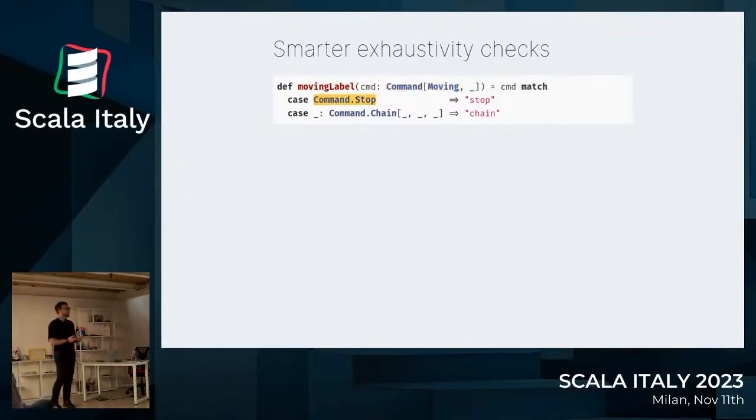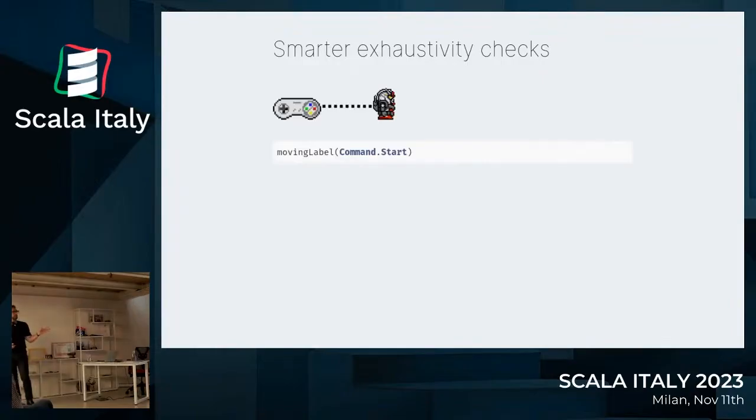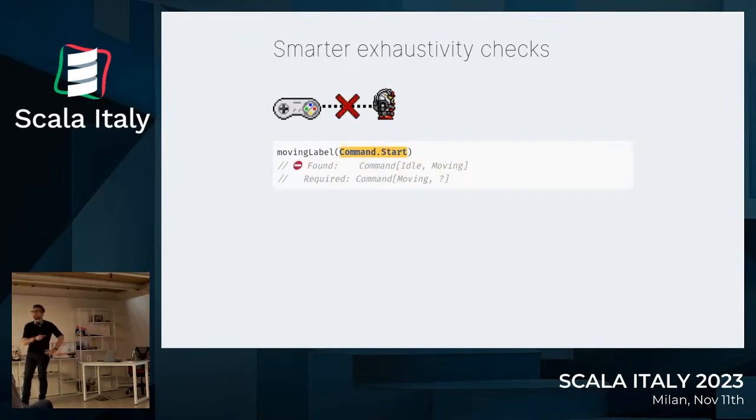And in that case, well, command.stop starts in moving, so that's legal. Command.chain could start in moving, not necessarily always, but if it was, for example, the chain of stop and start, then it will start in moving. So we have to handle these two scenarios. And if we try to run command.start, which was not handled by a pattern match, the compiler is going to reject it because it's the wrong type. So we can't pass illegal values to our interpreters. Illegal states are still impossible to represent and to handle, which is nice.